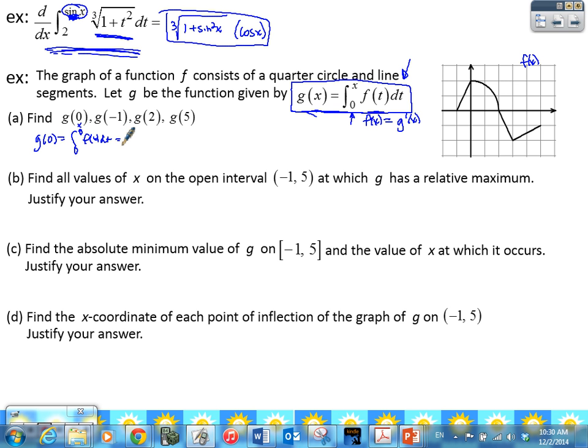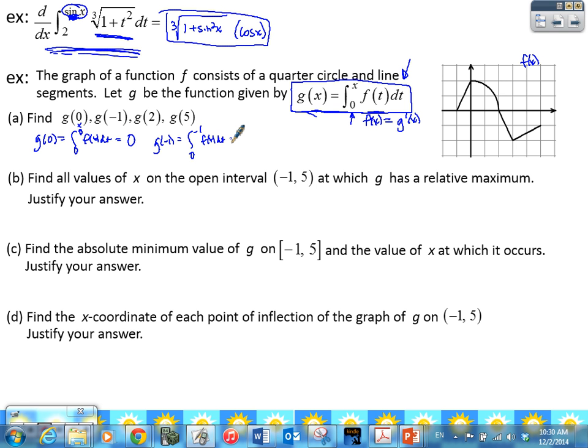Now, we know from previous work the zero width interval, right? Going from 0 to 0, what is that integral always going to be? Or going from 2 to 2, it's 0. So my function value of g at 0 is 0. So now let's do g of negative 1. G of negative 1 is going to be the integral from 0 to negative 1 of f of t dt.